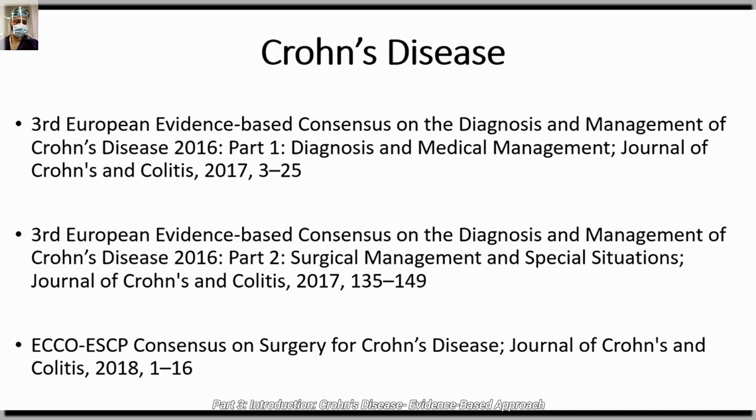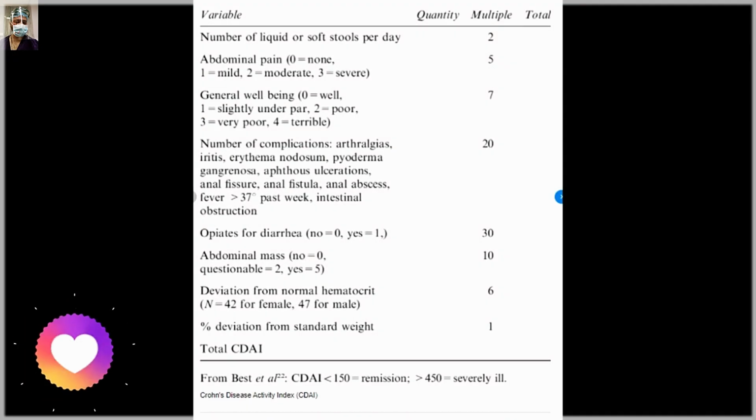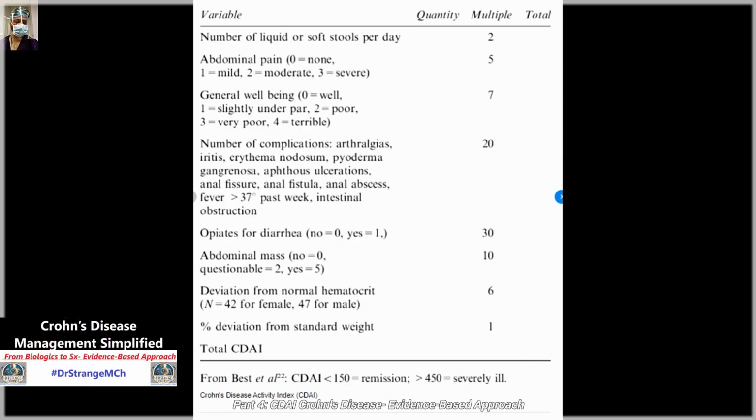So let's understand the Crohn disease activity index, because its reference will come time and again while we discuss this disease, and in different journals also there is a mention of the Crohn disease activity index. It is basically a calculation depending on different variables, like number of liquid stools per day, abdominal pain, general well-being of the patient, number of complications like arthralgia, iritis, erythema nodosum, pyoderma gangrenosum, etc., fever, and need for opiates for the diarrhea, abdominal mass, deviation from normal hematocrit, or deviation from standard weight.